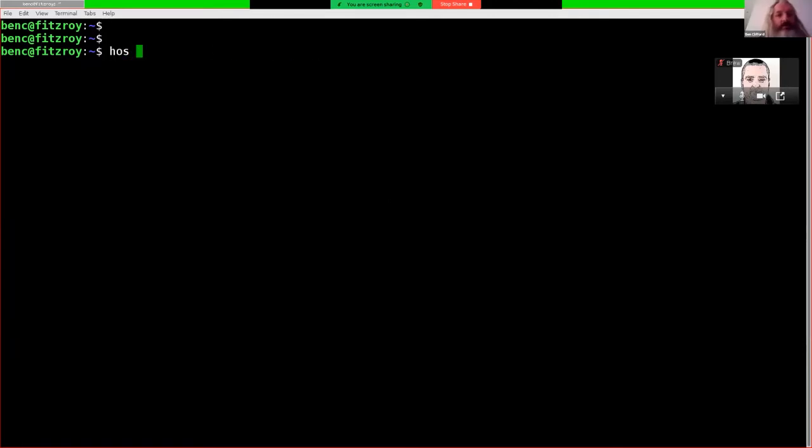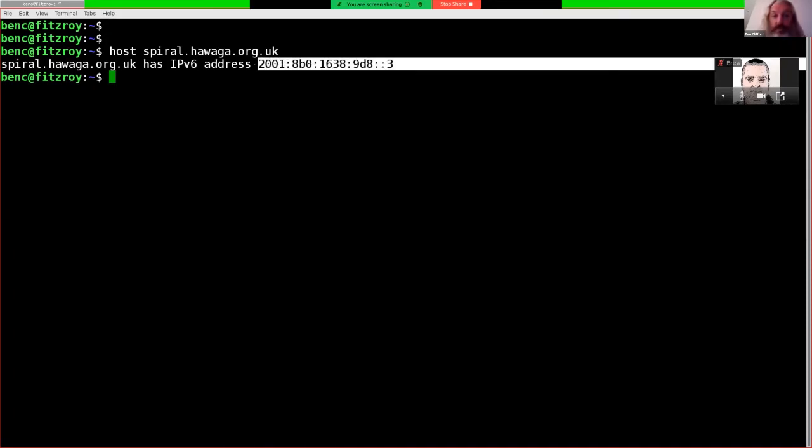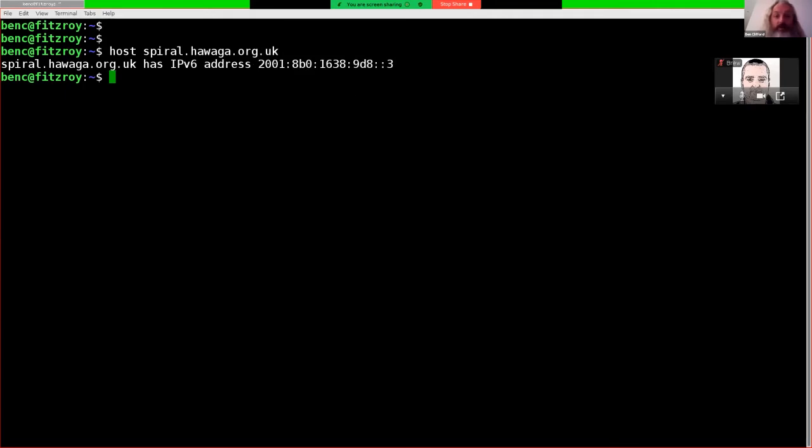Okay, so I'm going to SSH to, well, actually, let's first do this. I've got a Raspberry Pi called spiral.hawaga.org.uk, and it's got an IPv6 address. That address that I just showed earlier. It doesn't have an IPv4 address. So if you try to connect to it from an IPv4 only network, you won't be able to connect to it. If you connect to spiral.hawaga.org.uk from IPv6 with a web browser, you'll be able to play with the lights that are on in front of me because it will give you a menu page. So I'm going to SSH into that.